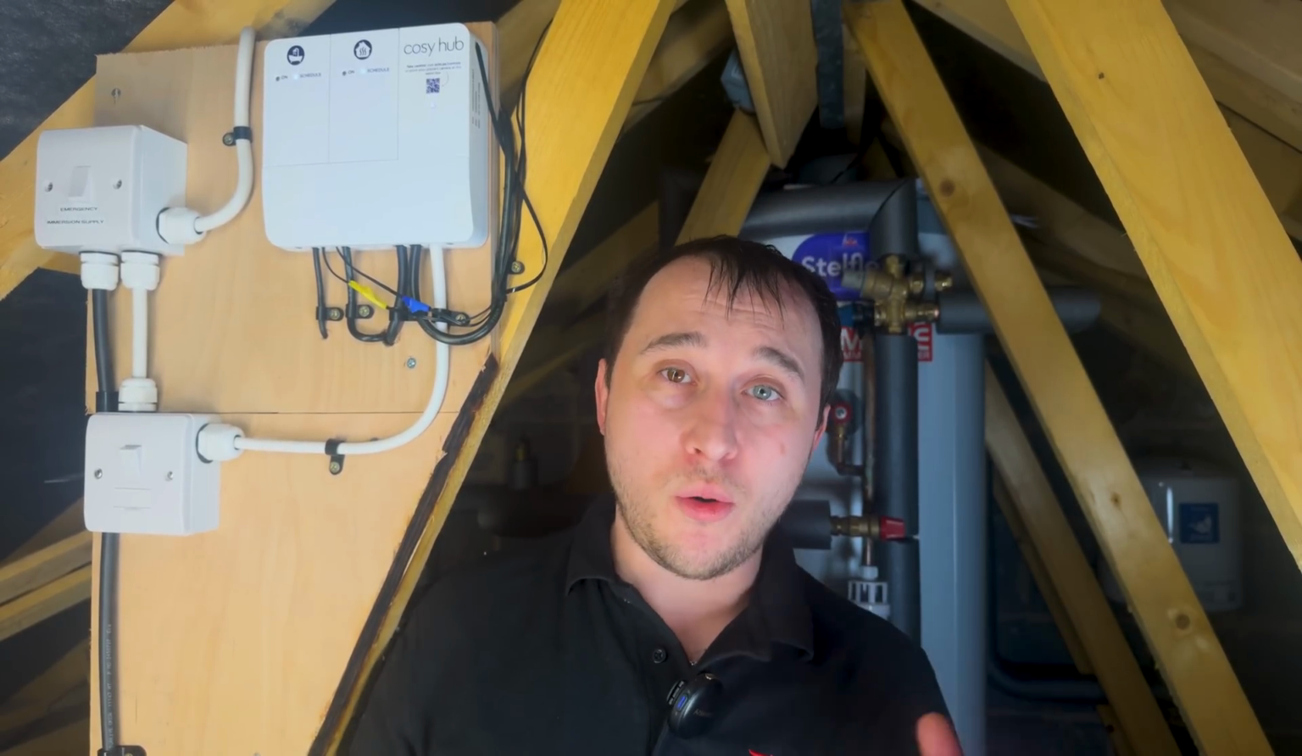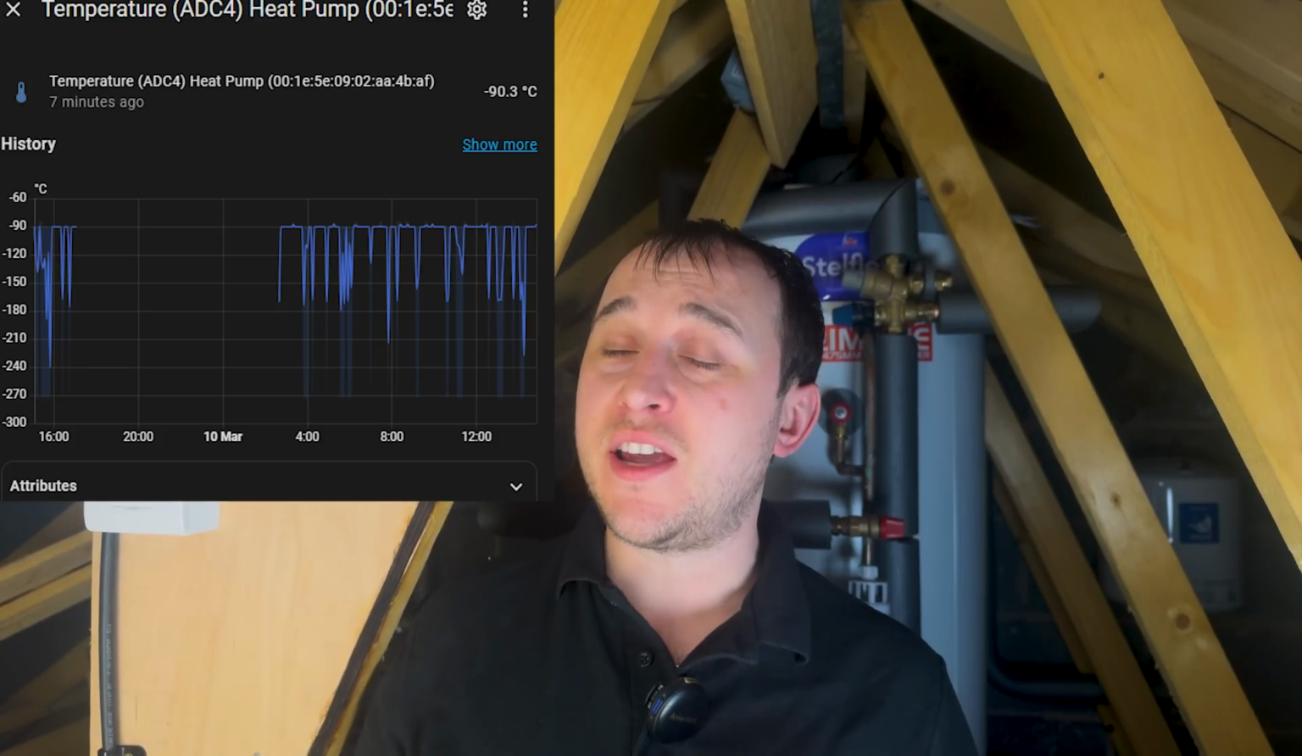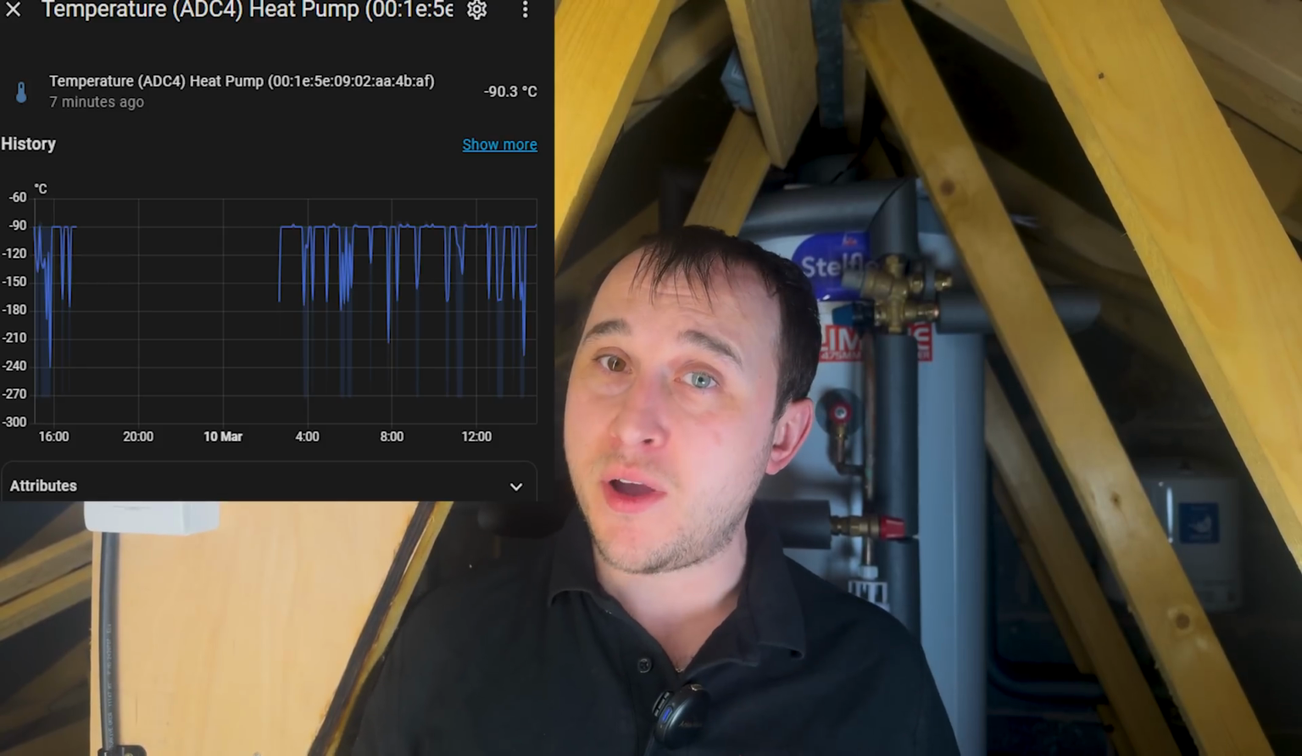Now, I noticed that the temperature for the hot water tank had something called ADC1. But there was also an ADC2, 3 and 4 in the API app showing -90 Celsius. Now, after a bit of head scratching, I wondered if this was the temperature of the propane inside the gas circuit or something like that. But the figure never changed. It was always about -90.